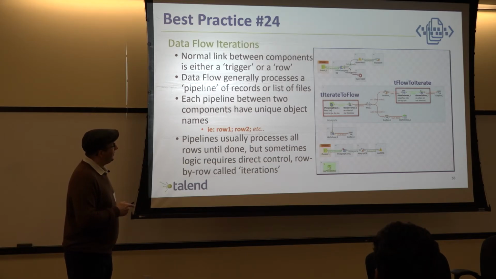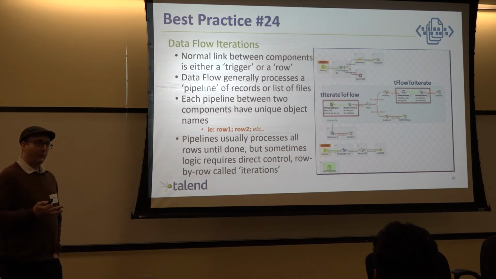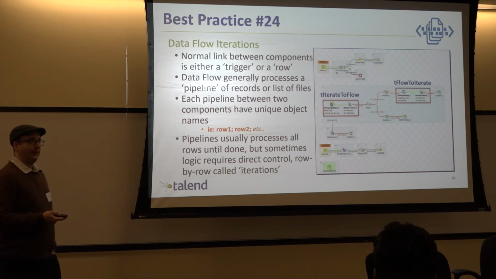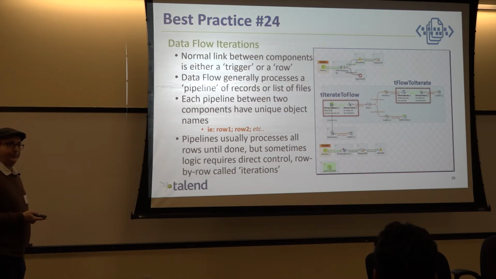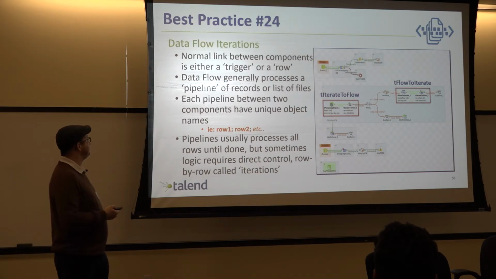These iterate components will put them in the global map so you're able to access those values at each iteration. So that can be very useful in certain circumstances. It's good to know that they exist and when you might use them.